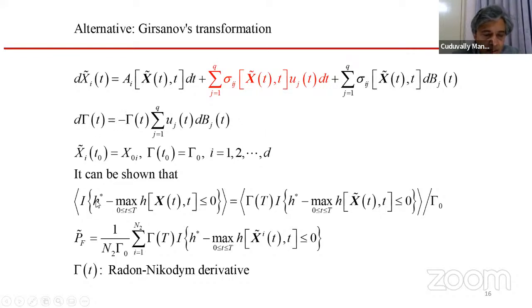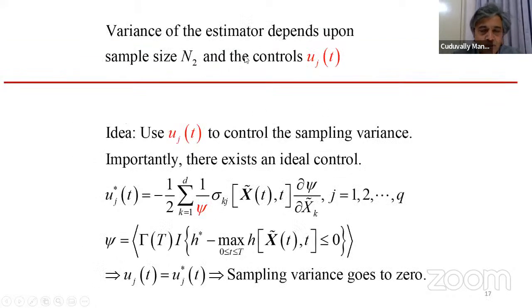It can be shown, and I am not going to get into that. You are interested in the expected value of this indicator function. It can be evaluated now in terms of this x tilde and gamma using this formula. Now there is sample size N2, and this control force is now available. Just like pi was available to me, this control force is available to me. So can I select the control force, with sample size N2, and this control contributes to the variance of the estimator. The idea is to use this control force to bring down the sampling variance.